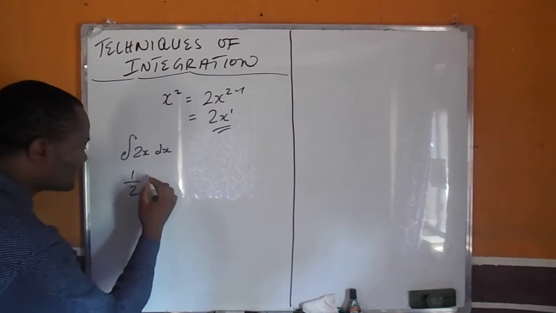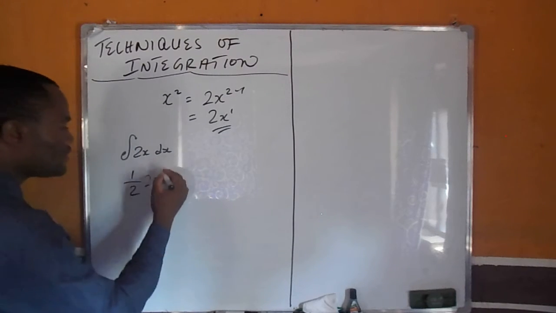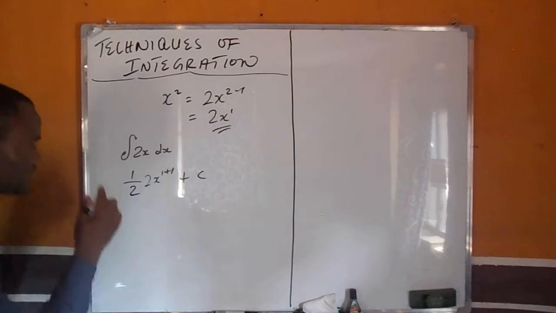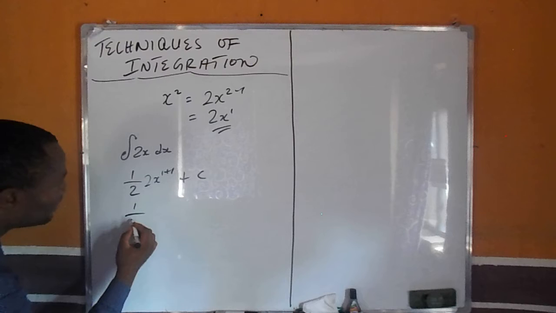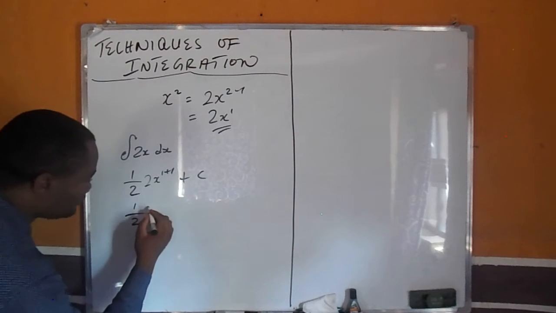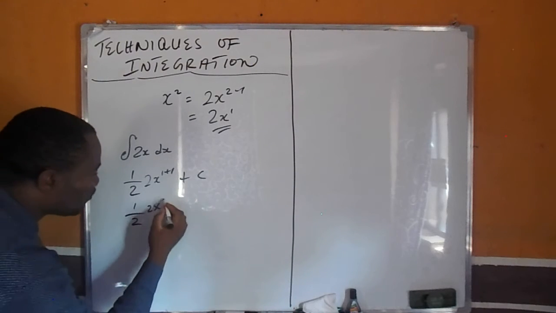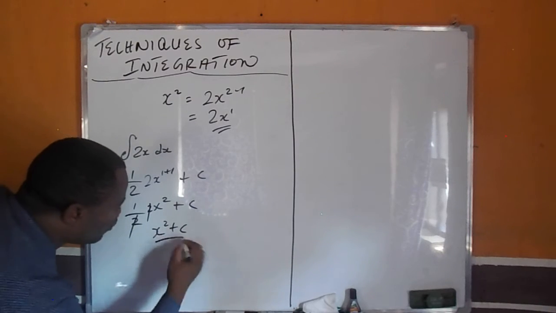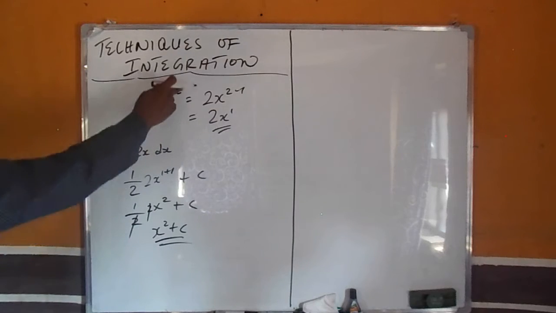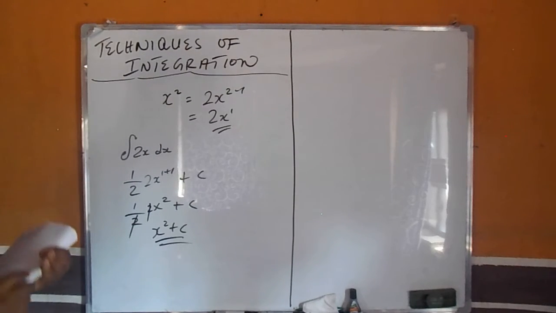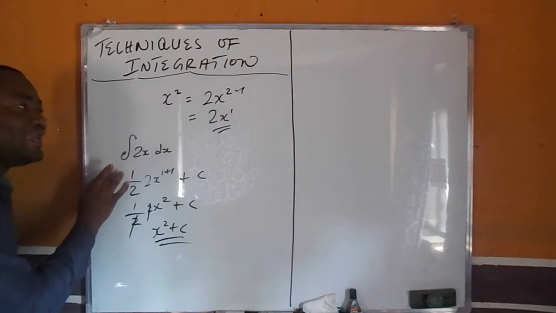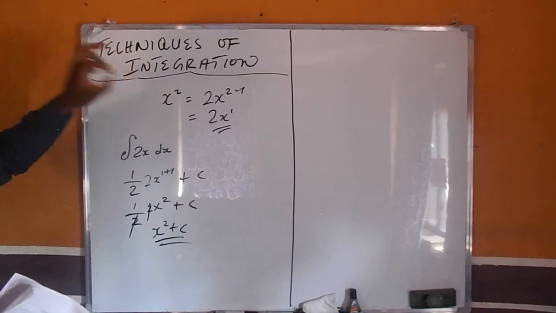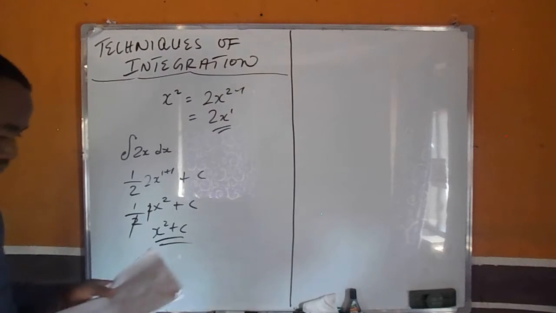You have 2s. We now have plus c. This will now give us 1 all over 2, times 2x, 1 plus 1 is 2, plus c. This cancels this. You have only x raised to power 2 plus c left. Now you have gotten your x raised to power 2 back. This is what we're actually referring to in integration. That is why we call it the opposite of differentiation or anti-differentiation.